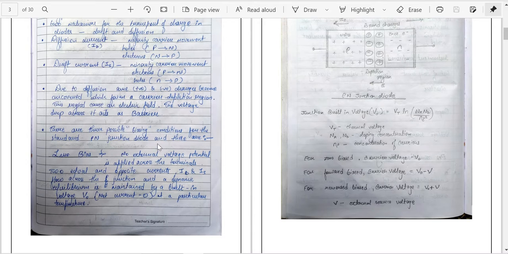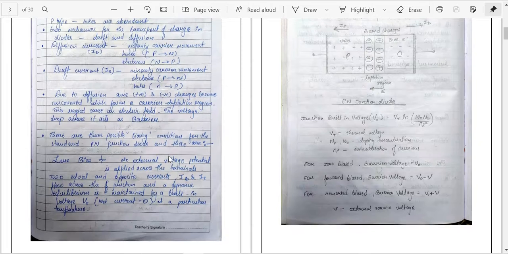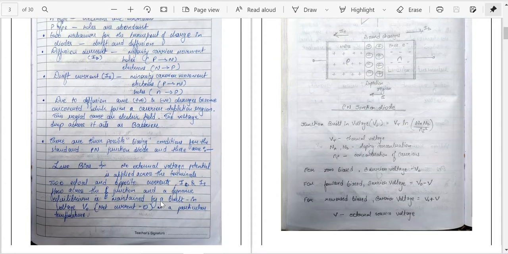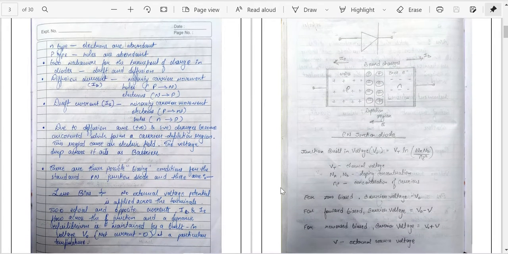So there are three possible biasing conditions. First is the zero bias, in which no voltage is applied. In that case, the PN junction diode remains in a dynamic equilibrium, where the drift current and the diffusion current are equal in amount, and so they remain in equilibrium.